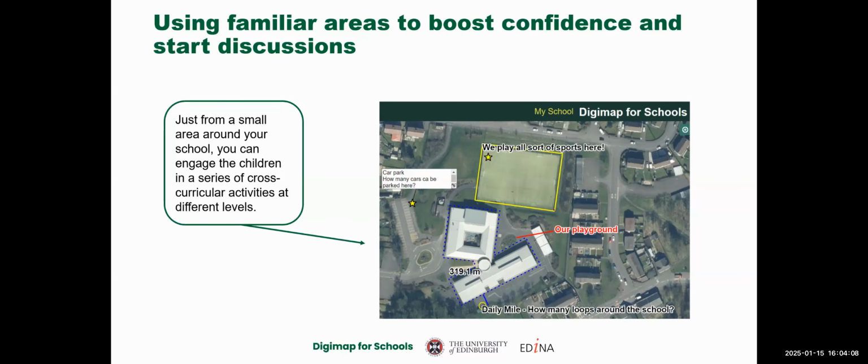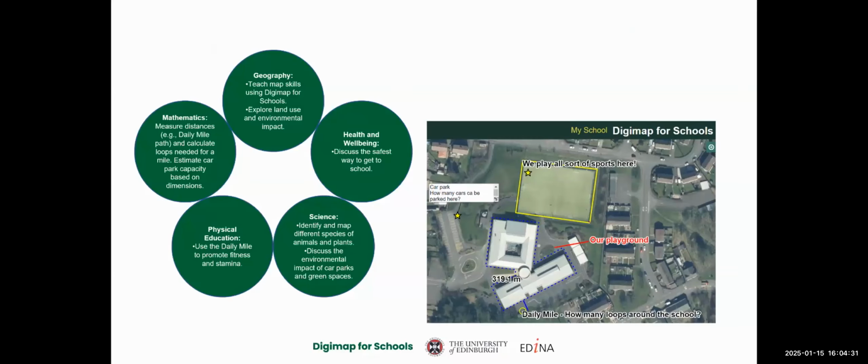So how can you use Digimap for Schools to create cross-curricular activities for your students? You can start with something that is very familiar to your students, like the school playgrounds, for example. And from there, you can start with geography. You can go through health and well-being, mathematics, physical education, science, and any other subjects or topics you want to talk about.